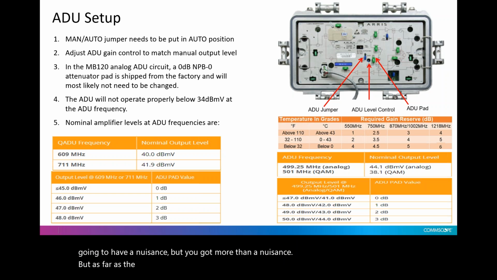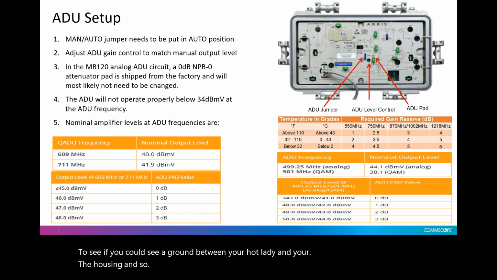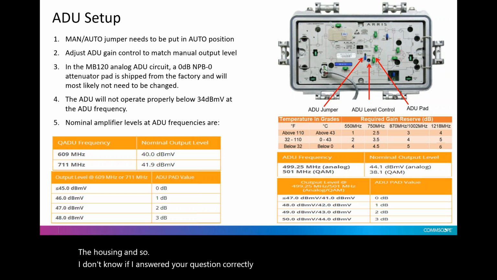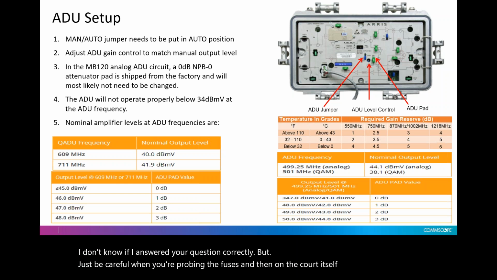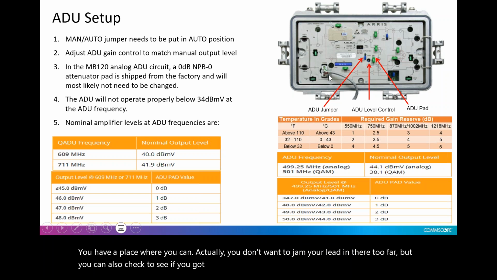But as far as a short in the system, you could just pull the fuse and look to see if you can see a ground between your hot lead and the housing itself. I don't know if I answered your question correctly, but just be careful when you're probing the fuses. And then on the cord itself, you have a place where you can check, though you don't want to jam your lead in there too far, to see if you've got power coming in on this cord from the power supply on this particular amplifier.